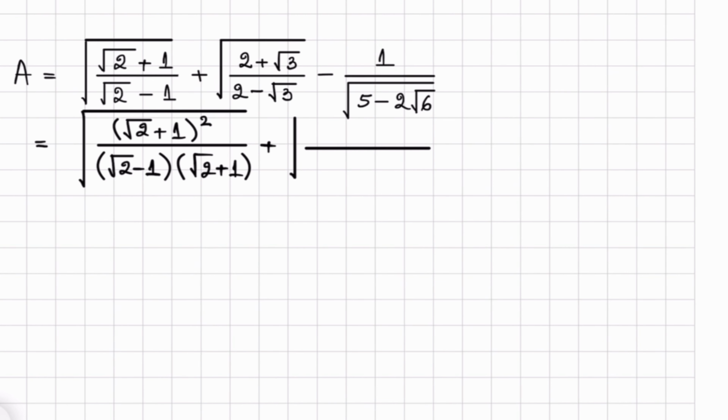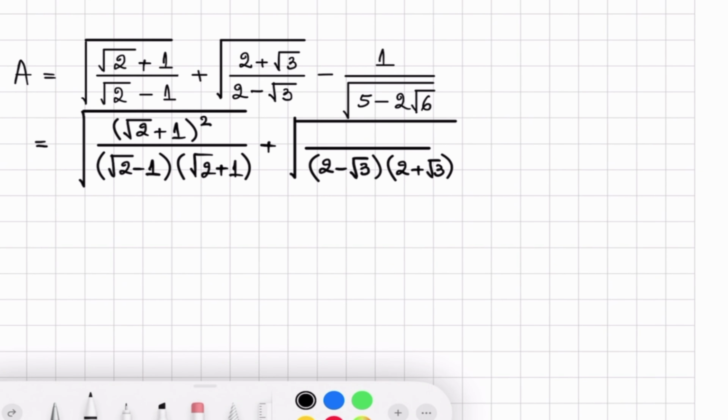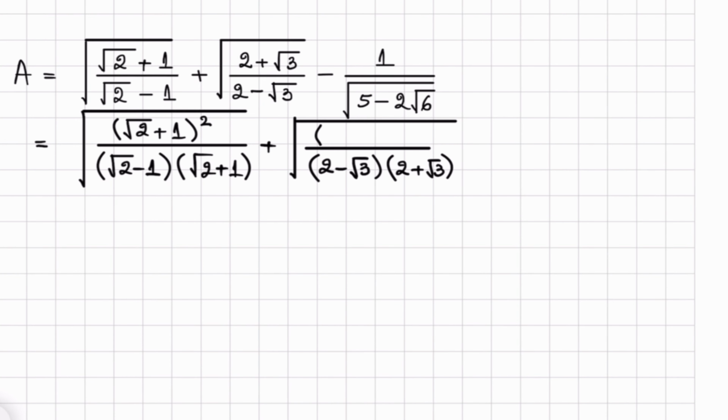so the second term also have to irrationalize the denominator. So we will have to multiply with the conjugate again. Okay, we have to multiply with 2 plus square root of 3. So the numerator we will get 2 plus square root of 3 raised to square. Okay, and then minus. Here we have 5 minus 2 square root of 6.